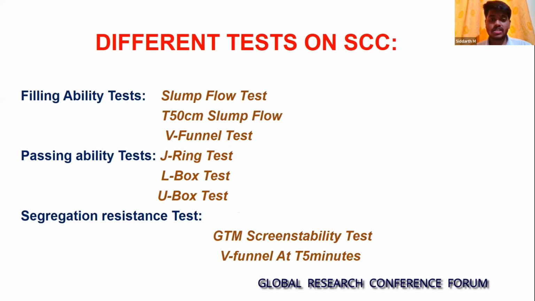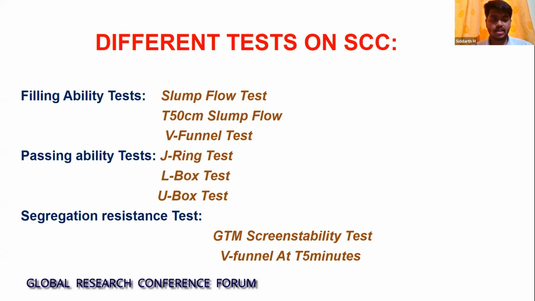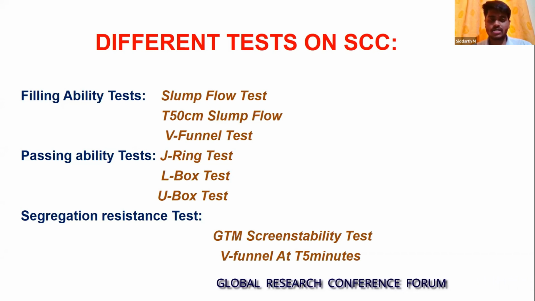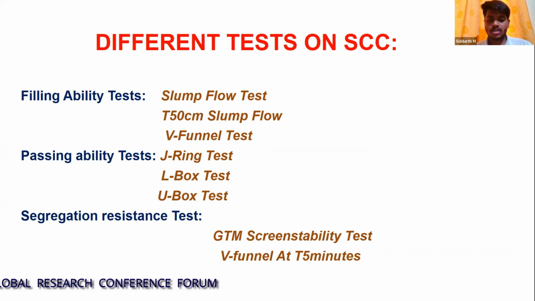Some of the different tests on SCC after incorporation of these are filling ability tests, which include slump flow test, T50 slump flow, and V funnel test. Passing ability tests include J-ring test, L-box test, and U-box test. Segregation resistance includes GTM screen stability test and V funnel at T5 minutes.